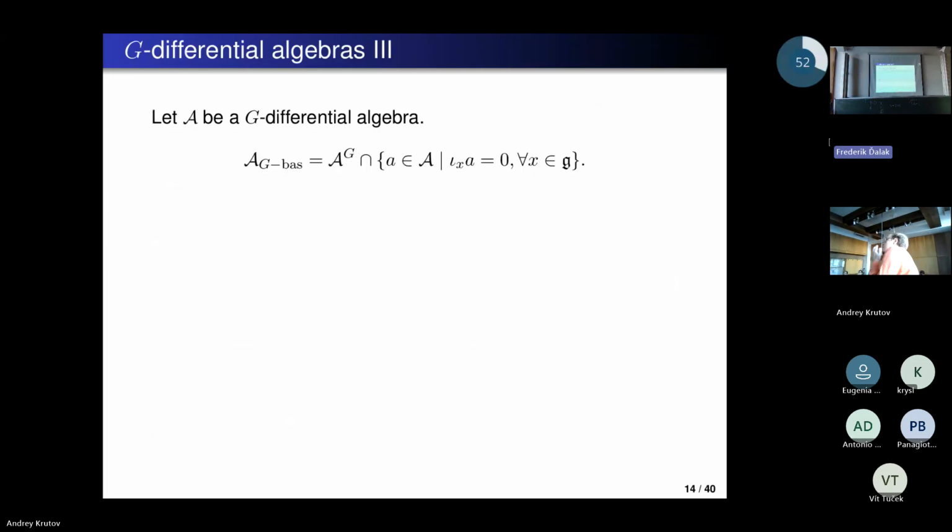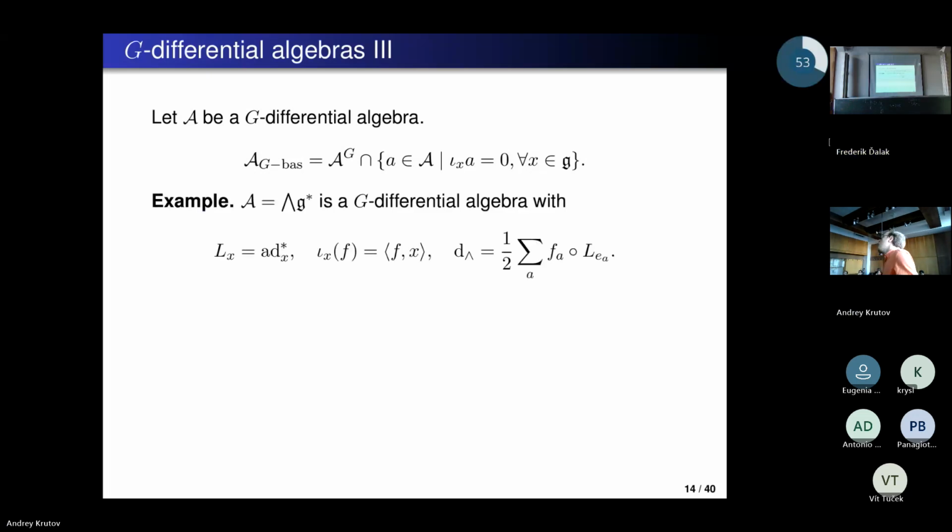So what we can do, we can speak about some basic subspaces. This will be, for example, if you look at some principal bundle, then the corresponding G-basic subspace of differential forms will be the invariant forms on the base.